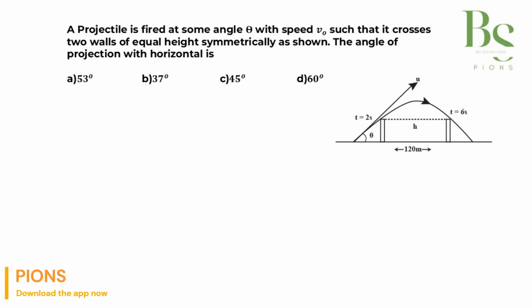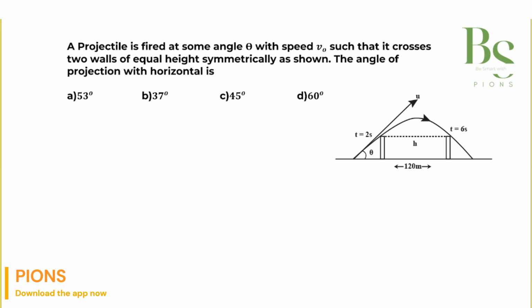A projectile is fired at some angle theta with the speed v0 such that it crosses two walls of equal height symmetrically as shown in the figure. The angle of projection with the horizontal is, you have to figure out what is the angle theta.